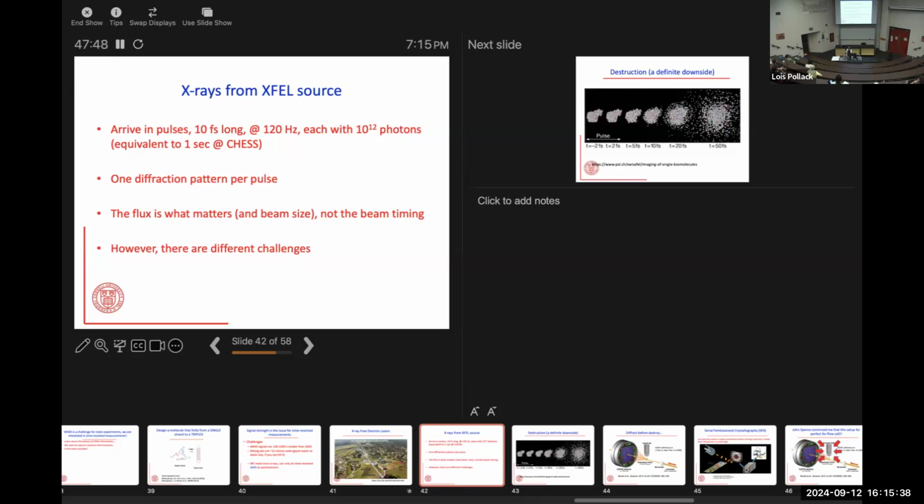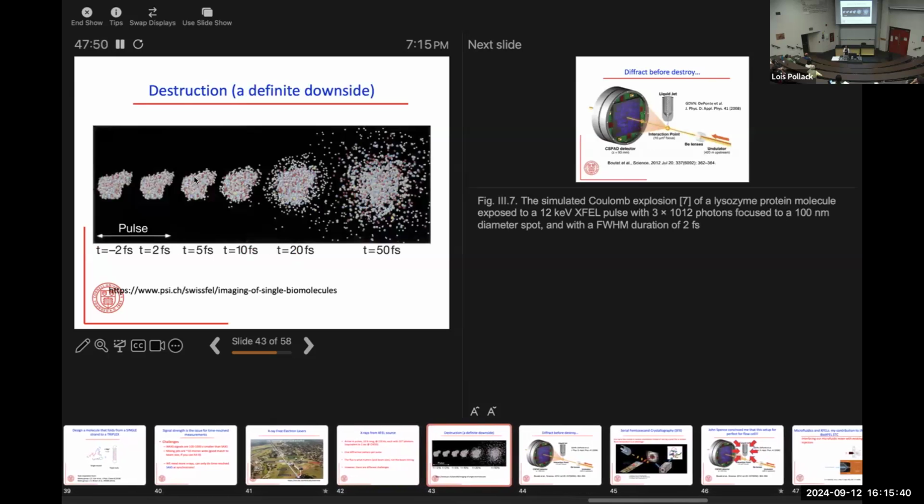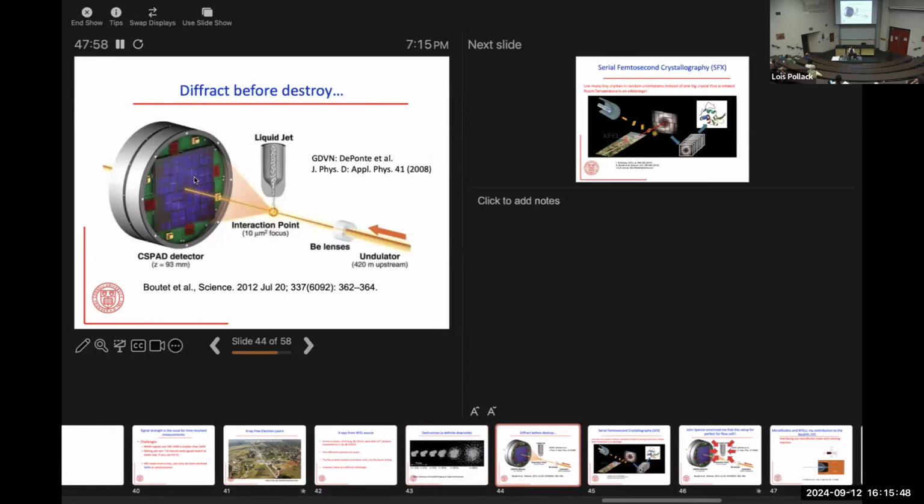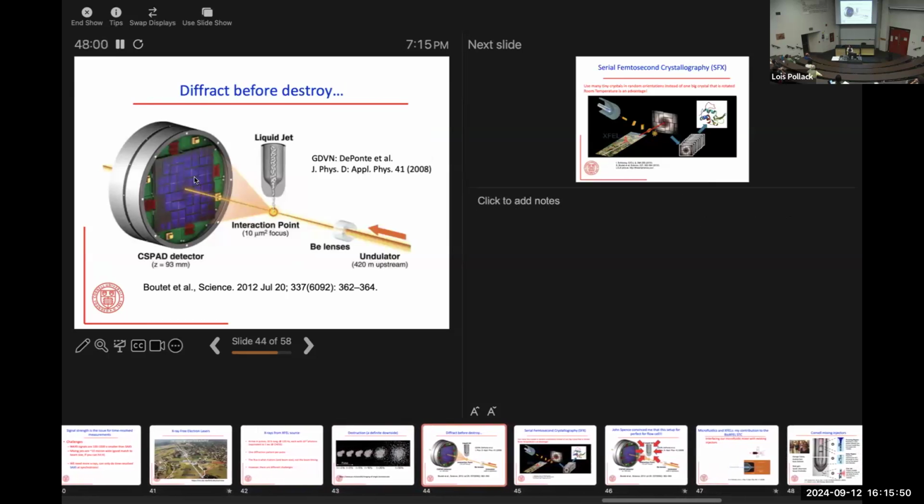But there's challenges. And I saw this outside John Spence's office upstairs, destruction, which means that when you hit something with that pulse, you blow it up. But as we heard from Dave, the molecules diffract before they're destroyed. So it all works out. You get the information before the molecule blows up. And this is really a beautiful first demonstration.